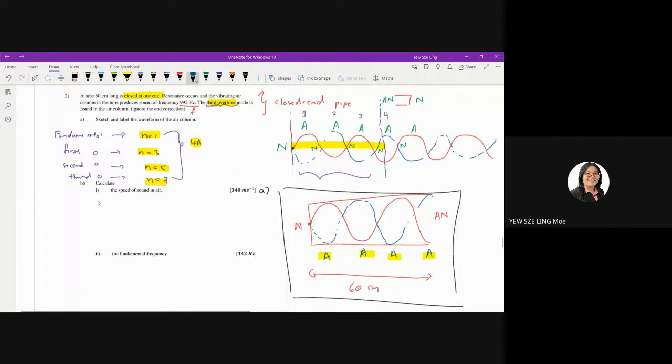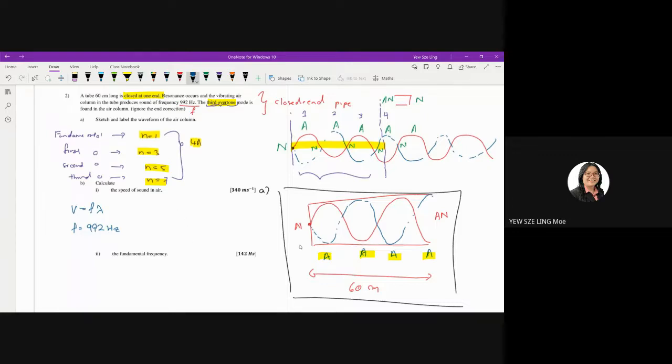First, to calculate the speed in a closed-end air column, you have only one equation, unlike a string. For strings, you can calculate speed using two different equations, but for pipes, whether closed-end or open-end, you have only one equation to calculate the speed, which is v equals f lambda. Given f equals 992 Hertz, we don't have lambda, but we do have the length.